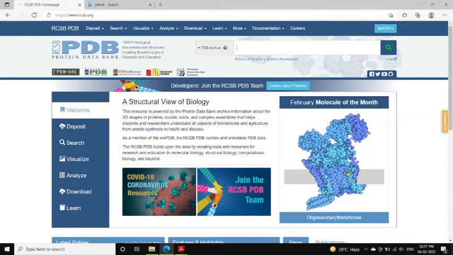Take for example this Protein Data Bank. It is the biggest data bank of proteins which is available online for us. It is the structural view of each and every biological component that is built up from the amino acids. This resource is actually powered by the Protein Data Bank Archive, or we can call it the information about the 3D shapes of the protein. Even more than PDB, it also provides information about the nucleic acids which encode these proteins.